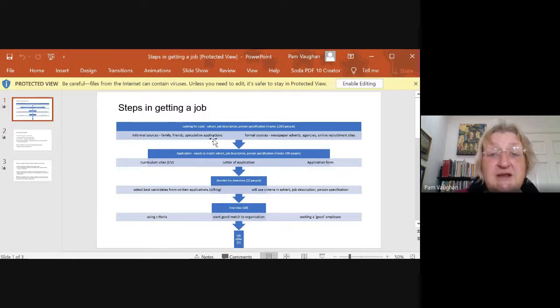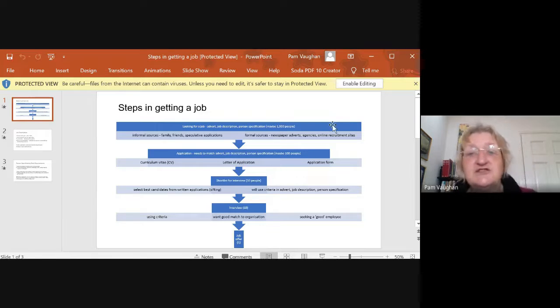In other words, an application that's just saying, here I am, you might want to employ me, when there's no actual job being advertised at the time, but you just think that you might be a good match for the company and have relevant skills to offer them. So 1,000 people at that point. The next stage is the actual formal application process.